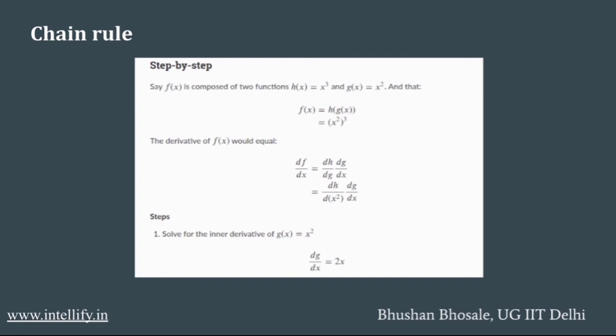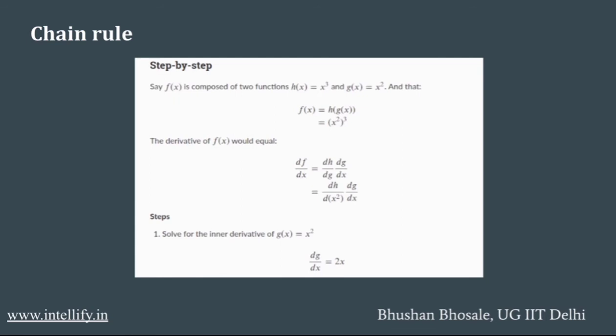So the formula was df upon dx equals dh upon dg into dg upon dx. So basically dg gets cancelled and dh upon dx is what we calculate. Okay. Now solve for the inner derivative of g of x is equal to x square.